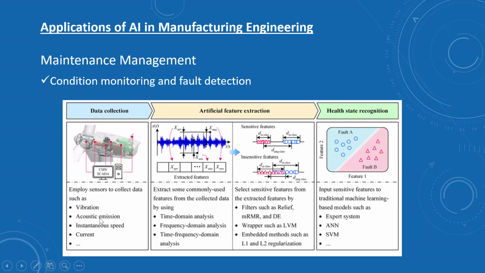Obviously, we have to use different kinds of sensors like vibration sensors, acoustic emissions, instantaneous speed sensors, current sensors, and so many sensors are available. And we can have time domain analysis, frequency domain analysis, and time-frequency domain analysis. These three types of analysis are possible with the help of the signal data which we collect from the FFT analyzers.